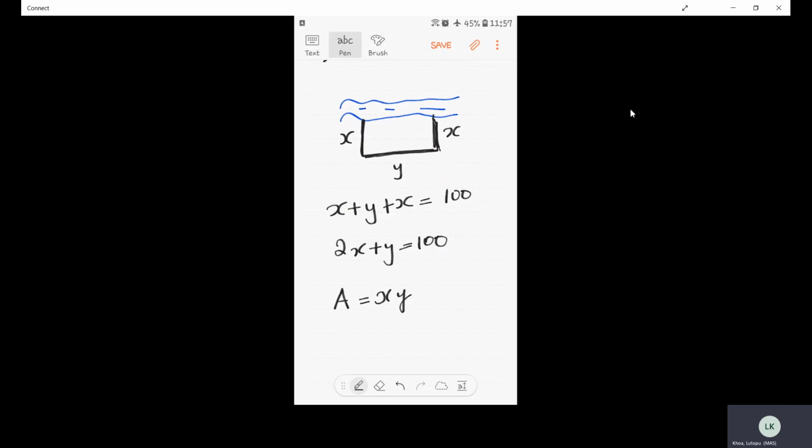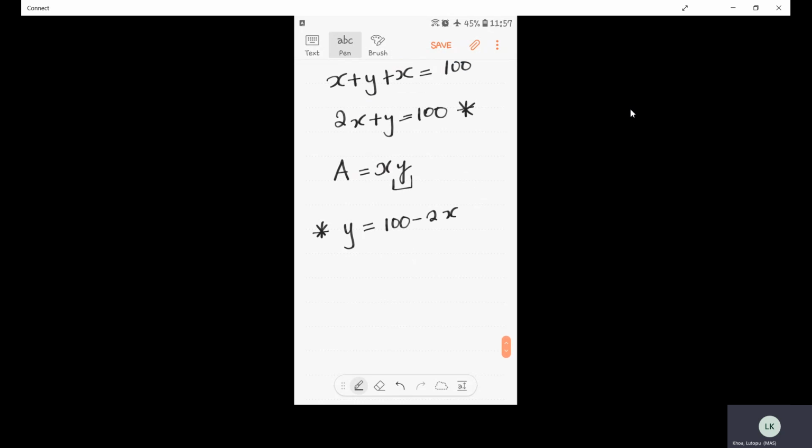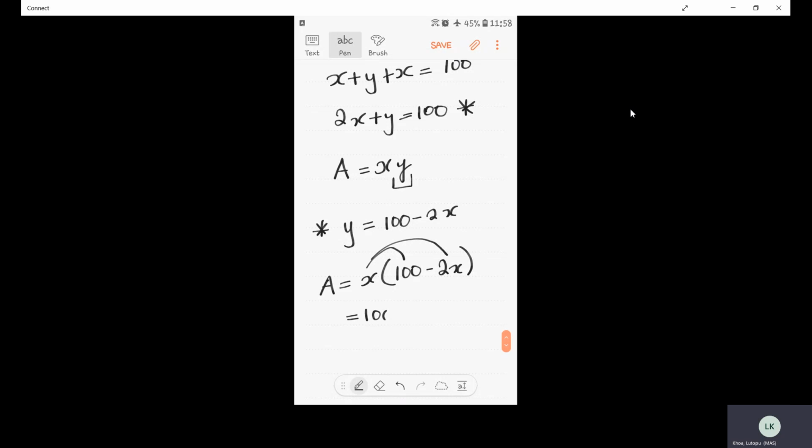So what we can do with this equation over here is rewrite it where y is the subject of the formula. So from star, I will get y is equal to 100 minus 2x. Then I will substitute the y over there and have a single equation in terms of x. I'll find the critical points, test them, and see if it gives me a maximum area or not. So the area, this is equal to x times y, which is 100 minus 2x. So when you multiply this out, this is 100x minus 2x squared.